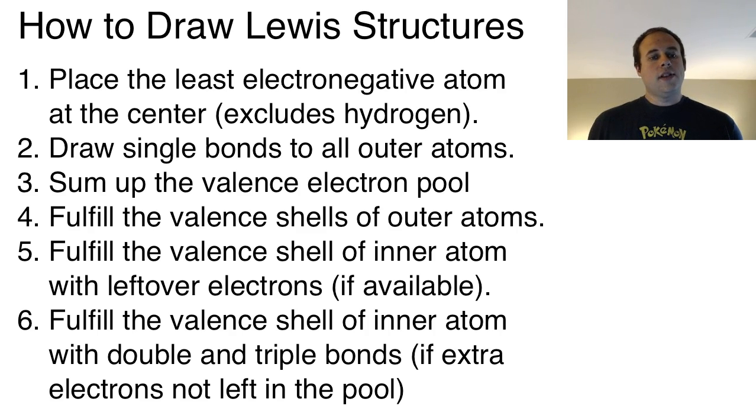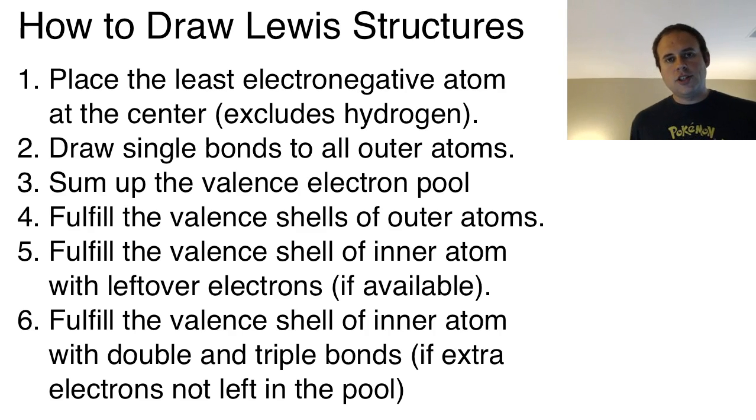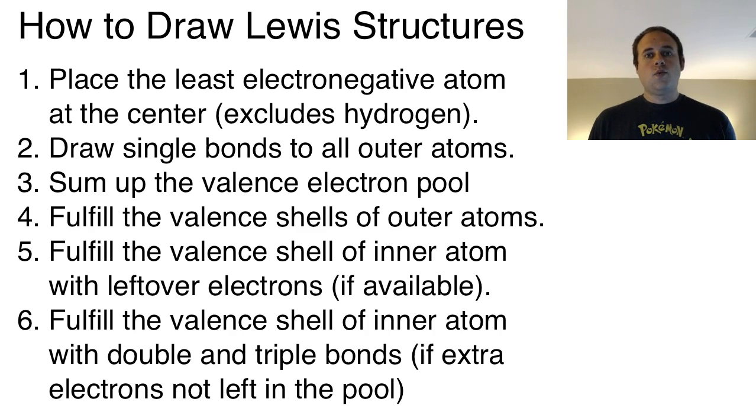So in terms of electronegativity, we will always place the least electronegative atom at the center, and that will exclude hydrogen. So hydrogens may be less electronegative than some of your other atoms, but we never place hydrogens in the center because when we have a hydrogen, hydrogens can only form one bond. So they would make very poor candidates for center atoms, which is why we always exclude them from this rule when we're trying to predict.